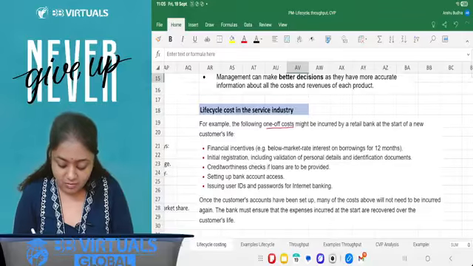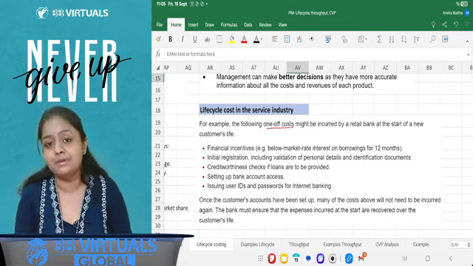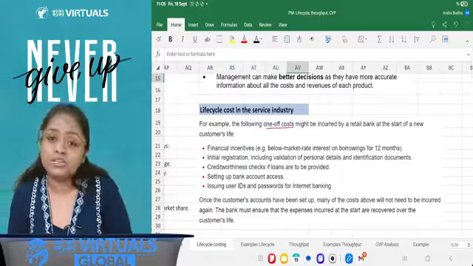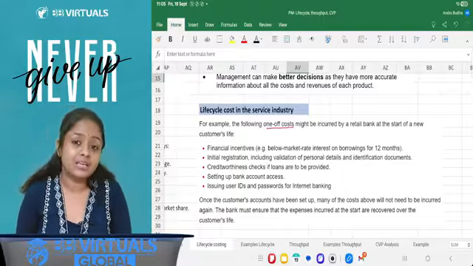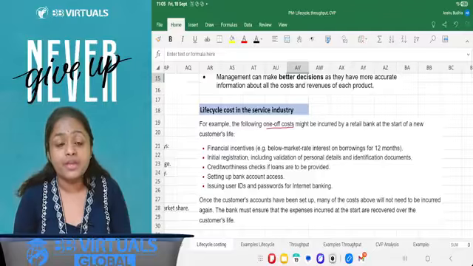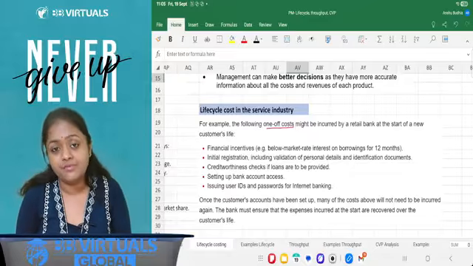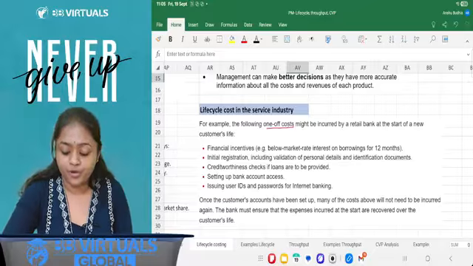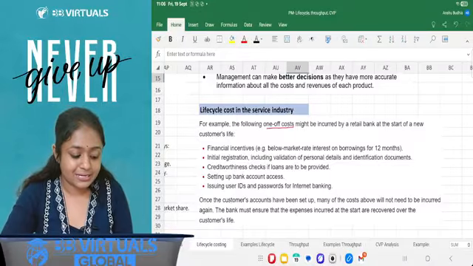Once the customer accounts have been set up, many of the costs will not be incurred and they will just have maintenance costs. So yes, we can have an estimation of services, but the only challenge is all services are different from each other. So creating an estimation also depends upon the person's life, right? So survival rate and all. So all of these factors can make it a bit complex, but yes, we can have life cycle costing adopted for the service industry as well. I hope we are clear.